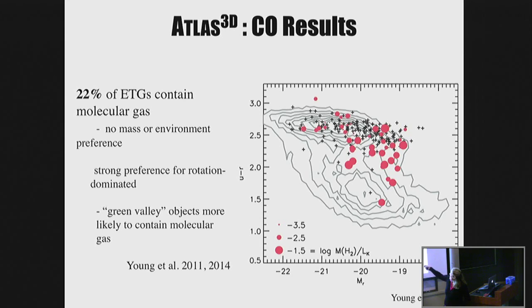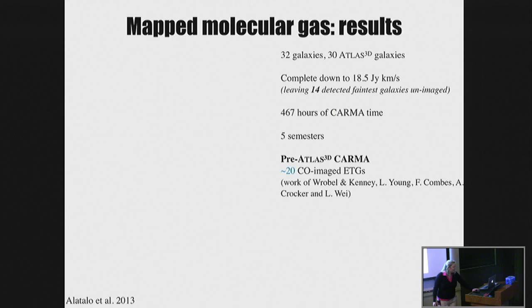But as you can see, there are still plenty of galaxies that are truly on the red sequence that have molecular gas. So what did we want to do next? Well, this is where I came in and why I love CARMA. So what we did was we actually mapped a ton of these early type galaxies.